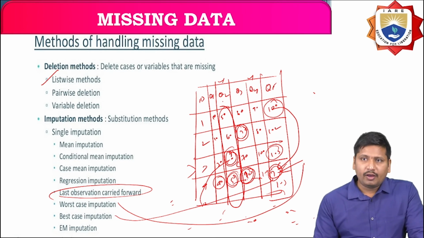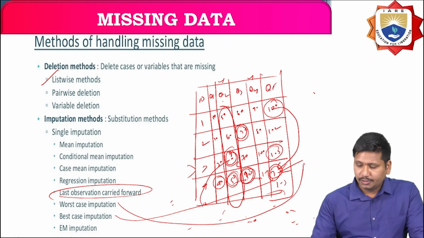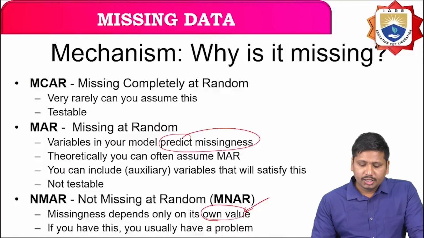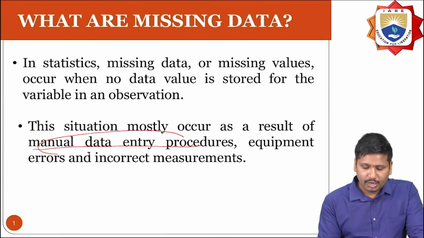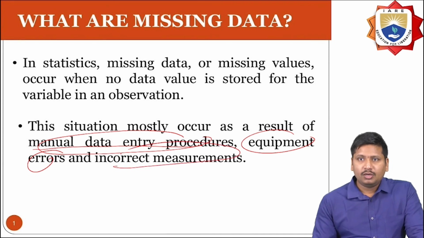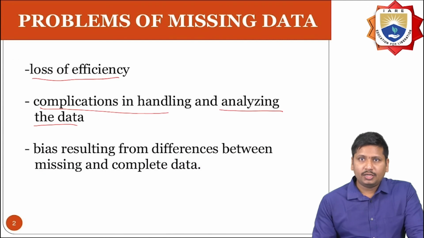Right. So these are the methods that are available for handling the missing data. In statistics, missing data or missing values occur when no data is stored in the variable for an observation, and this happens due to manual data entry, equipment errors, and incorrect measurement. The problems of missing data are loss of efficiency, complications in handling, difficulty in analyzing the data, and bias.